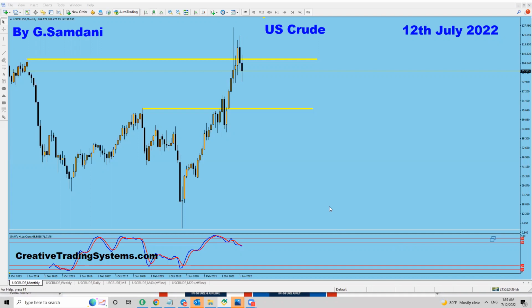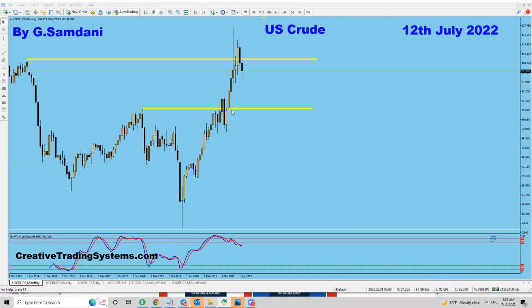Making this a small video about oil, US crude oil. So let's get started. This is the monthly chart. This is all I have from this broker. So this is the high here, this is the high here, this is another one here, and the price made a move all the way from down here all the way up here.